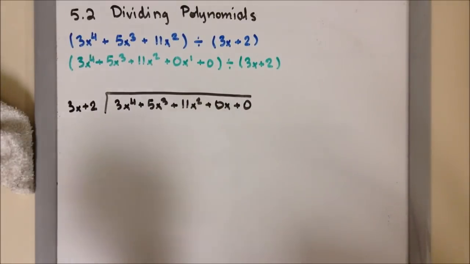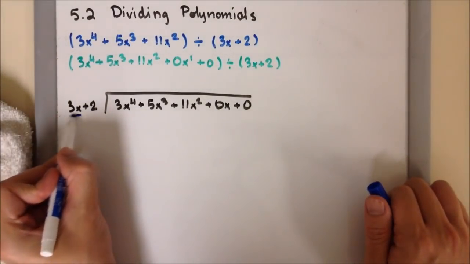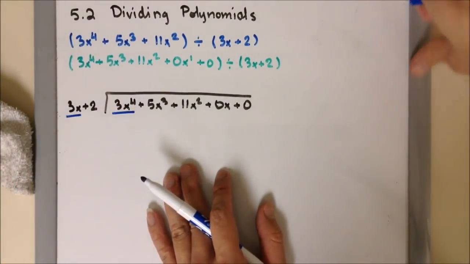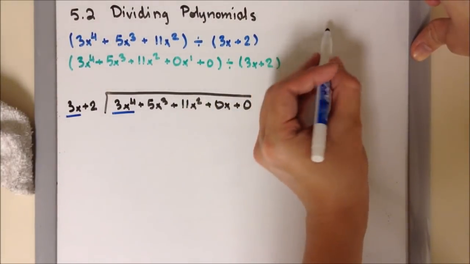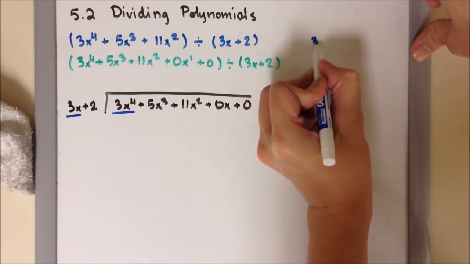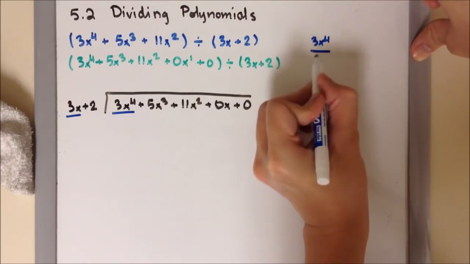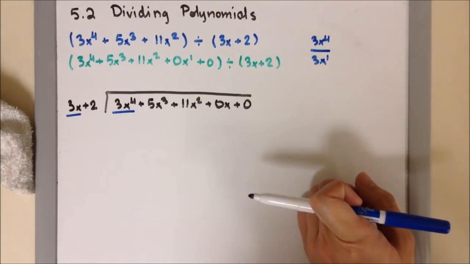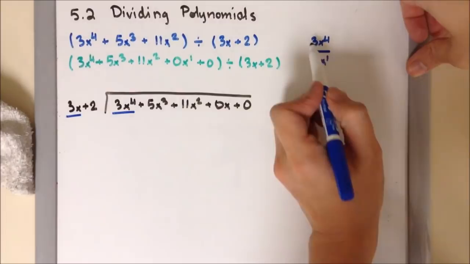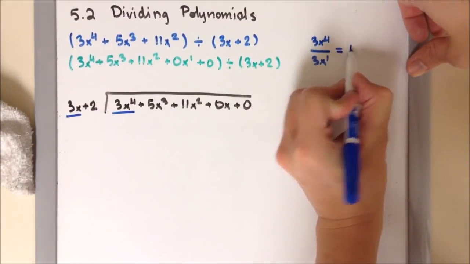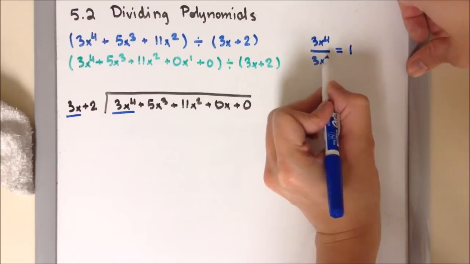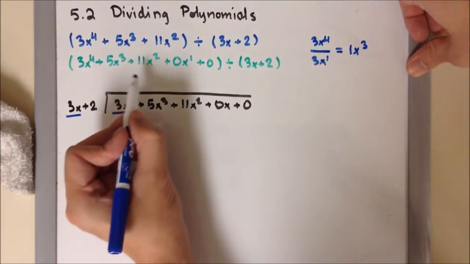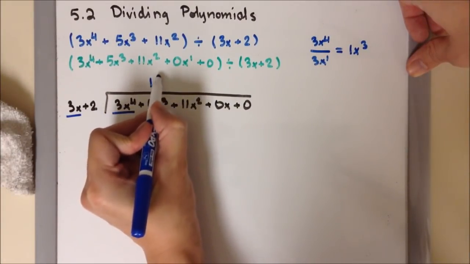Alright, so let's do the same process as in the last example. My 3x here and my 3x to the fourth, the first term of my divisor and my dividend. So I'm going to write right here, 3x to the fourth divided by 3x to the 1 power. So let's focus on just the numbers. 3 divided by 3 will be 1. X to the fourth divided by x to the 1 power. Basically, we're going to subtract the exponents, 4 minus 1, which is 3. So let me write it over here, 1 x to the third power.